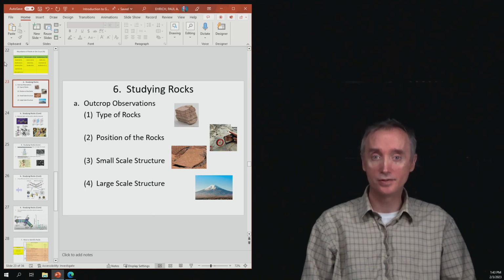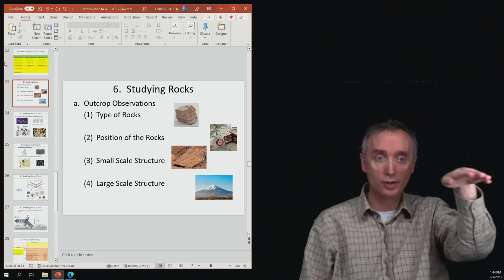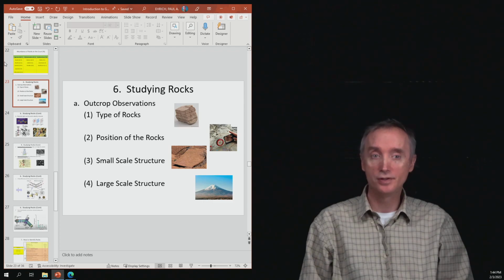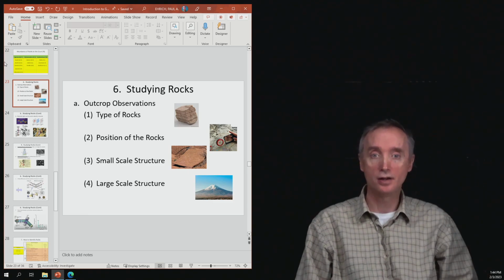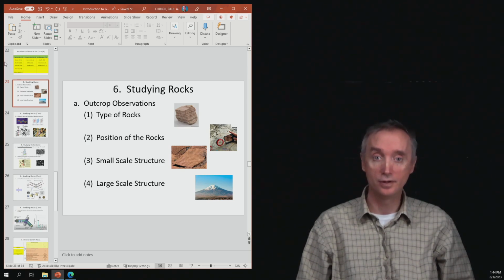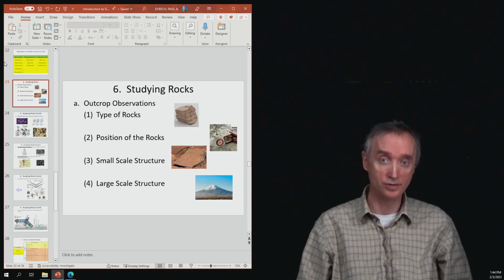Okay, another thing is, what's the position of the rocks? So for example, sedimentary rocks form in flat layers. But then what can happen is that through geological processes, those layers can be tilted. So a geologist is going to be interested in knowing exactly how much are they dipping and in what direction are they dipping.